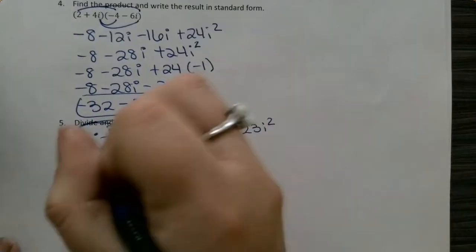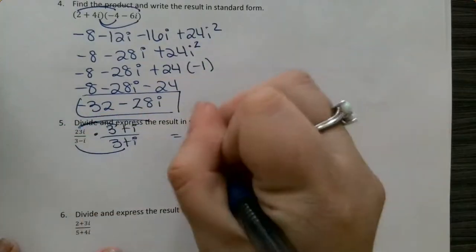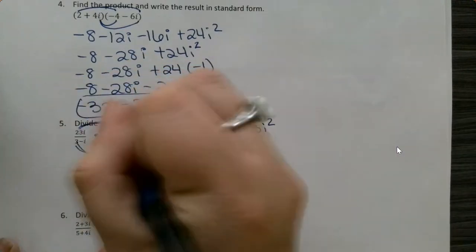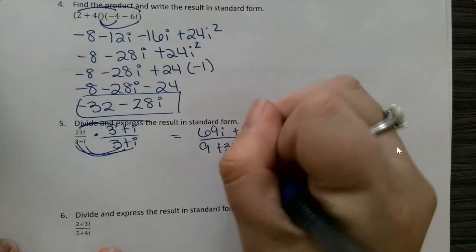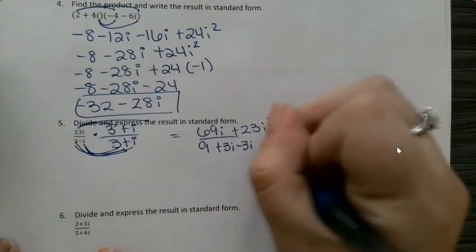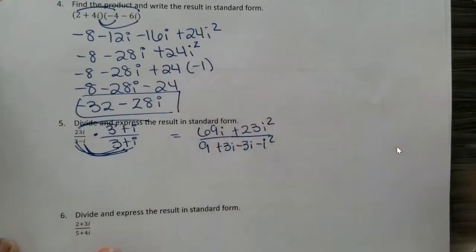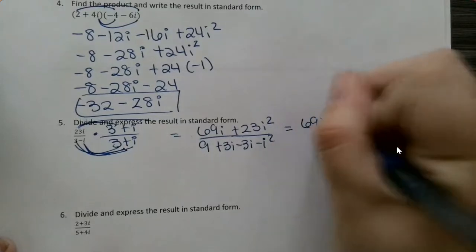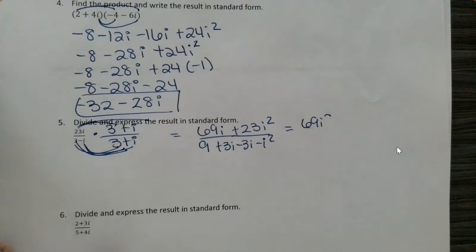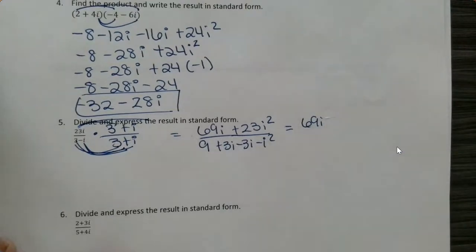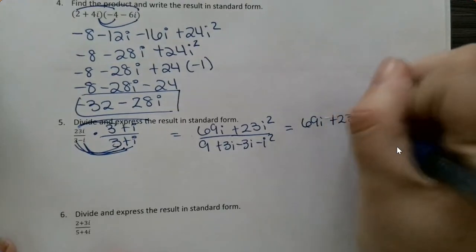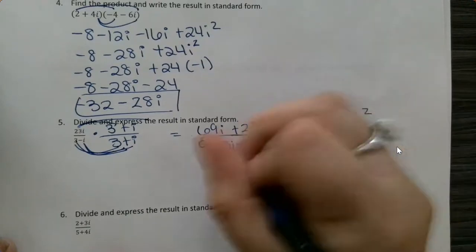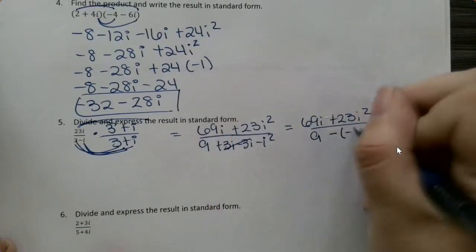Okay, so on the bottom I have 3 times 3, which is going to get me 9. 3 times i gets me 3i. Negative i times 3 gets me negative 3i. Negative i times i gets me negative i squared. So then I want to simplify the bottom of my fraction. So my i's in the middle are going to cancel out. And negative i squared is the same thing as negative 1.